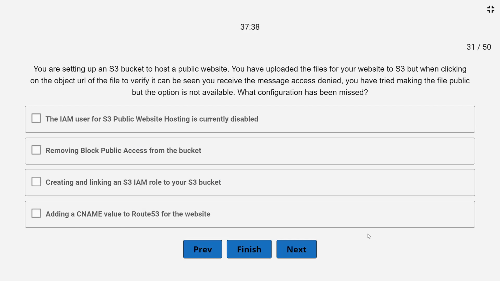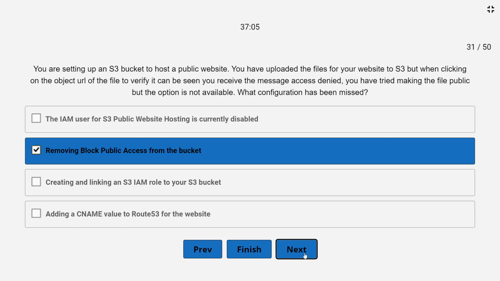The IAM user for S3 public website hosting is currently disabled. Removing block public access from the bucket, creating and linking an S3 IAM role to your S3 bucket, and adding a CNAME value to Route 53 for the website. The last one, that's what I forgot to pass on. Okay, all right.